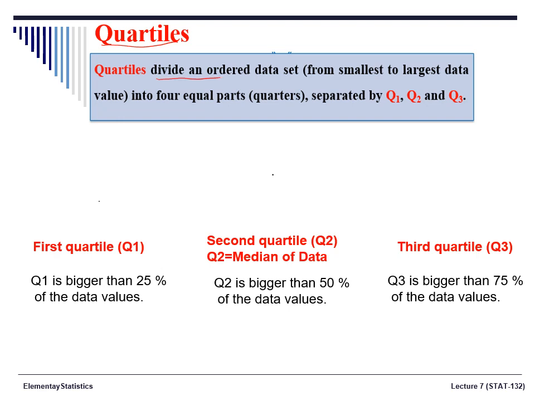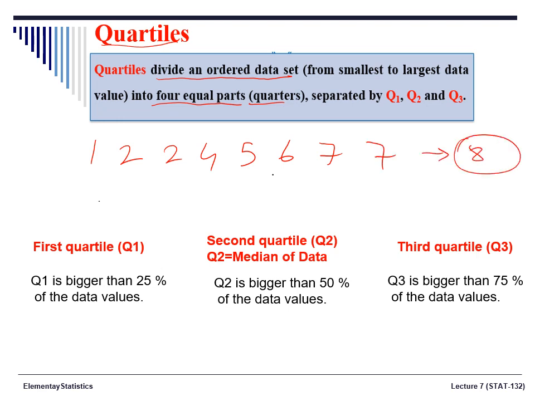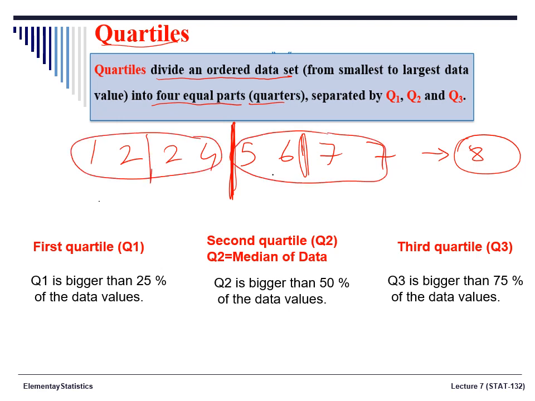The quartiles divide an ordered data set into 4 equal parts. We can call these parts quarters anyway. So let me give you a concrete example here: 1, 2, 2, 4, 5, 6, 7, 7. We have 8 numbers here, and if you want to divide them into 4 equal parts, you have to divide them in half first. You divide from here, and then the second half and the first half, divide again.